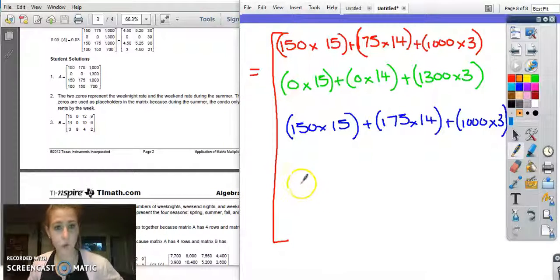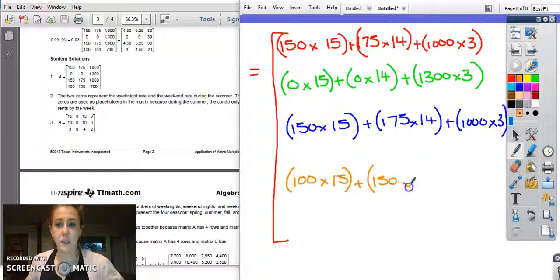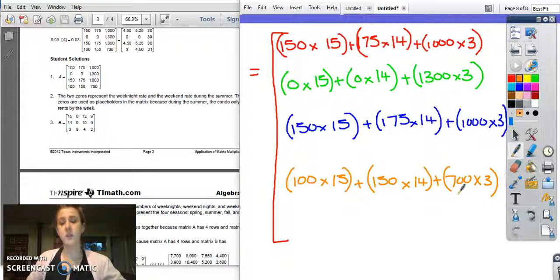Now we're taking row 4, multiplying it by column 1. So we've got 100 multiplied by 15. Add that to 150 multiplied by 14. Add that to 700 multiplied by 3. So again, we simply work that through to get all our answers, and that will give us column 1 for our answer matrix.